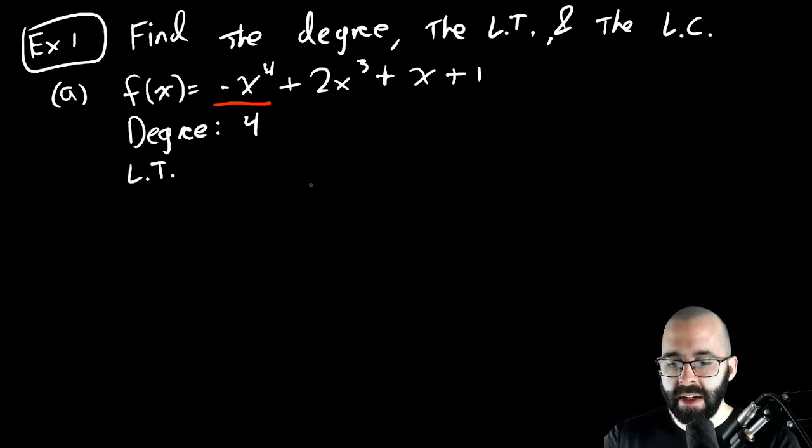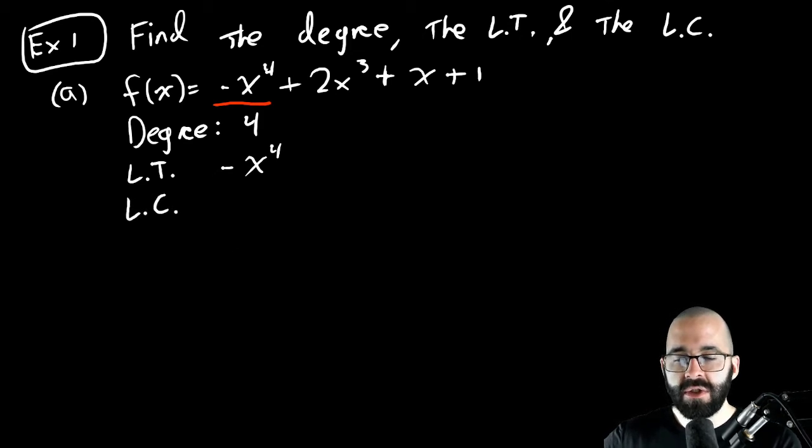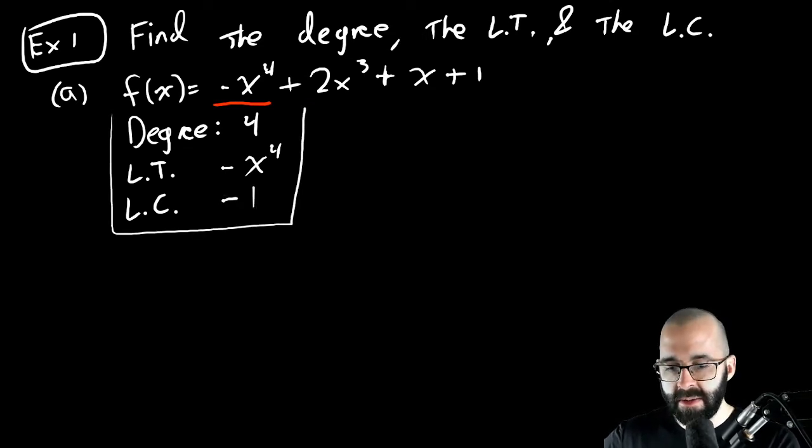The leading term is just the entire underlined thing, negative x to the fourth. The leading coefficient is just the number that's being multiplied by that x. What number is getting multiplied by x? Negative 1. All right. And that's how you do these problems.